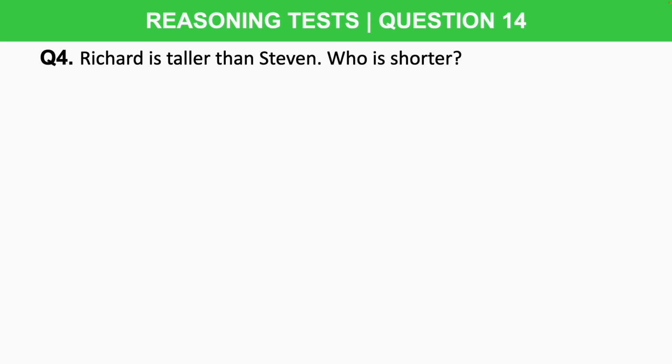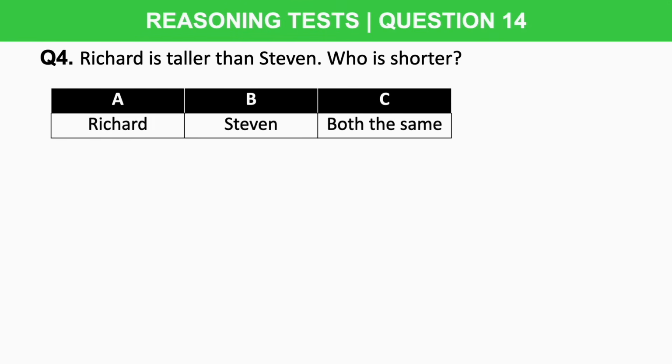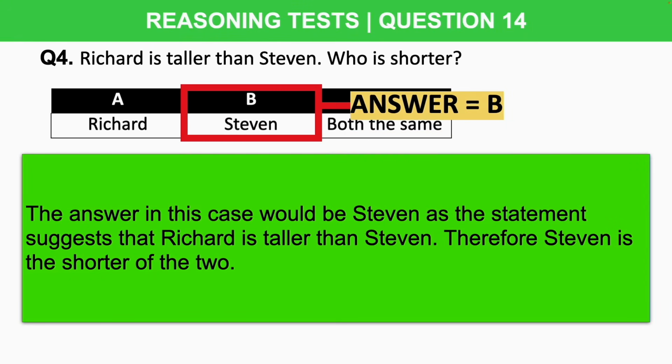So let's take a look at the question. Richard is taller than Stephen. Who is shorter? Is it A, Richard, B, Stephen, or C, both the same? So the answer in this case would be Stephen, as the statement suggests that Richard is taller than Stephen. Therefore, Stephen is the shorter of the 2. So very simple, but you must answer these very quickly under pressured timed conditions.